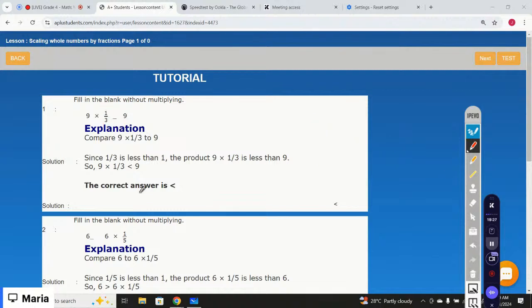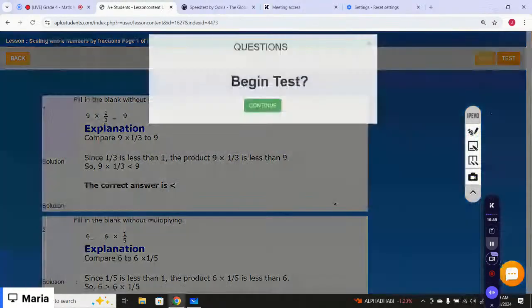That is less than 1, right? So when you multiply it with 9, then 9 times 1/3 is also less than 9. Got it? So 9 times 1/3 is less than 9. Got it? Let's just start with the test questions.